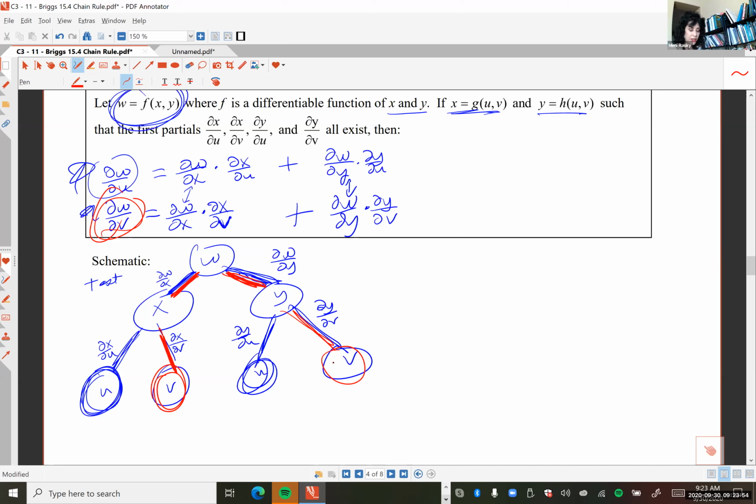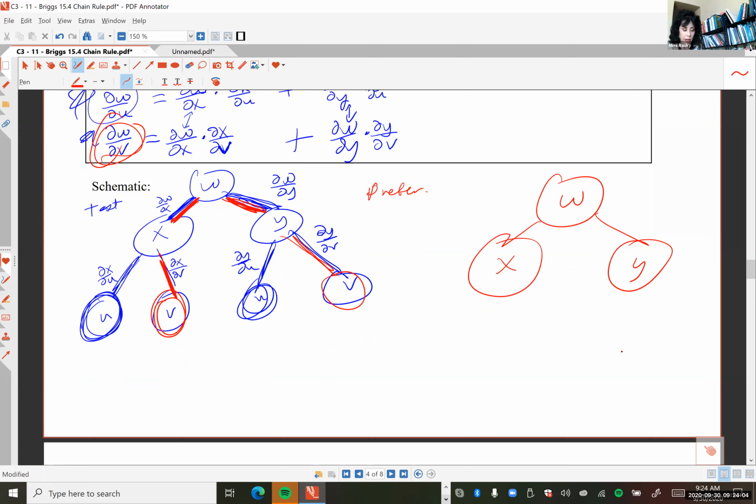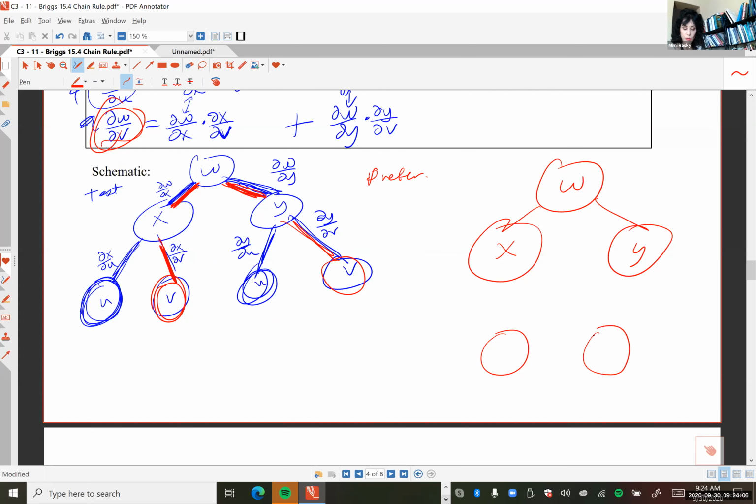Now my personal favorite, I prefer this diagram instead, because it's just more apropos for what's happening. You still have w as a function of two variables, x and y. And both x and y are functions of two independent variables, u and v. And the u's and v's are really the same guy.